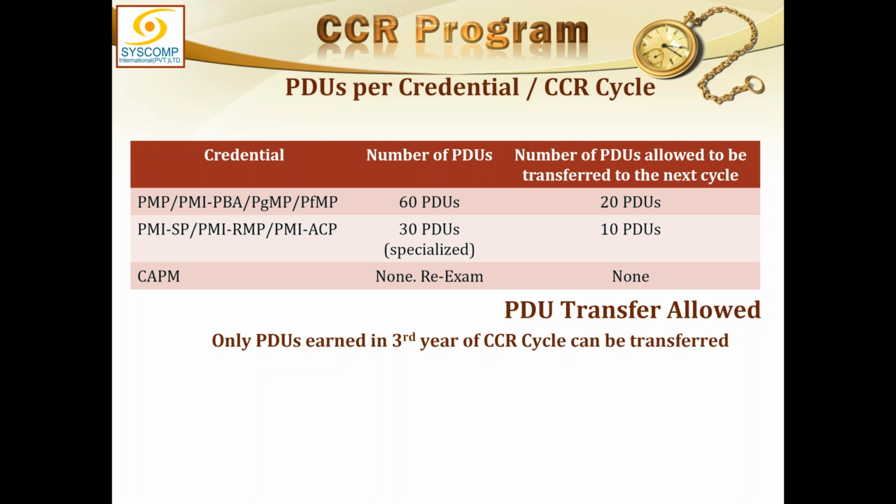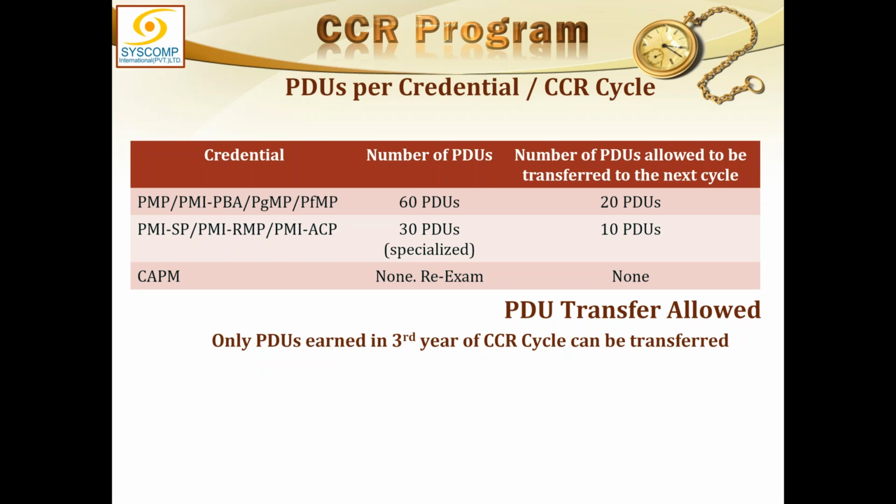Then there are other certifications like Scheduling Professional, Risk Management Professional, and Agile Certified Professional. They require only 30 PDUs after every 3 years. But those 30 PDUs must be from their specific area of specialization. Like SP, they will show 30 hours in scheduling. RMP will show 30 hours in risk management. And ACP will show 30 hours in agile trainings.